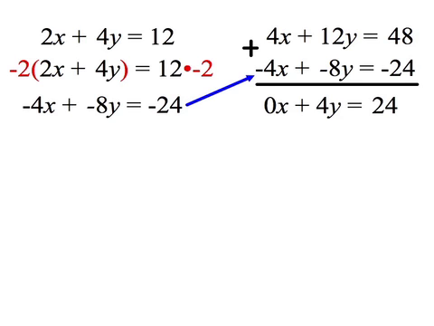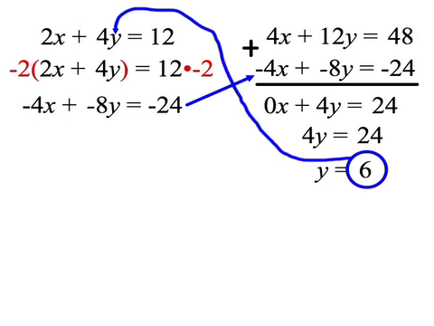We get 0x plus 4y is 24. That means that 4y is 24. We divide by 4, we get y is 6. We're going to take that 6 and substitute it for y in one of the original two equations.